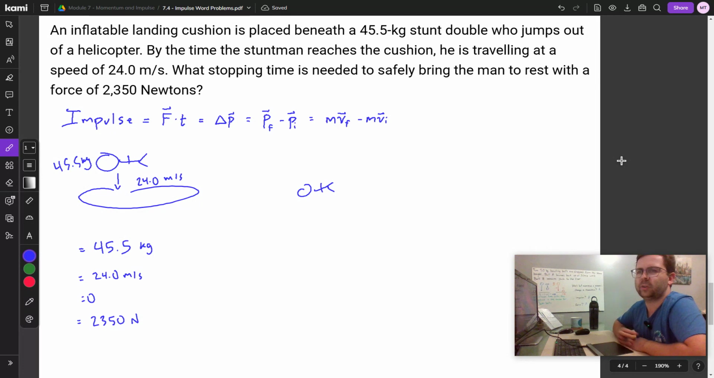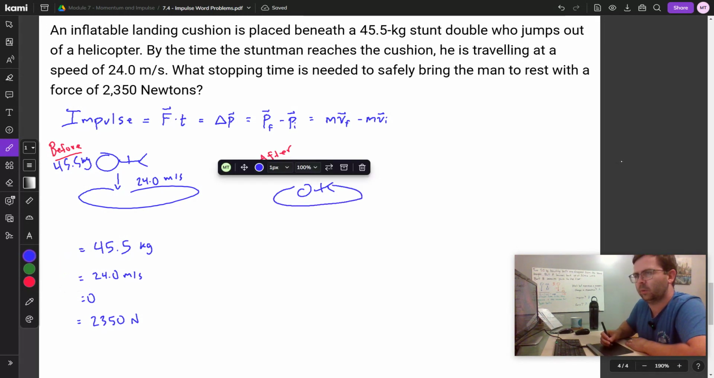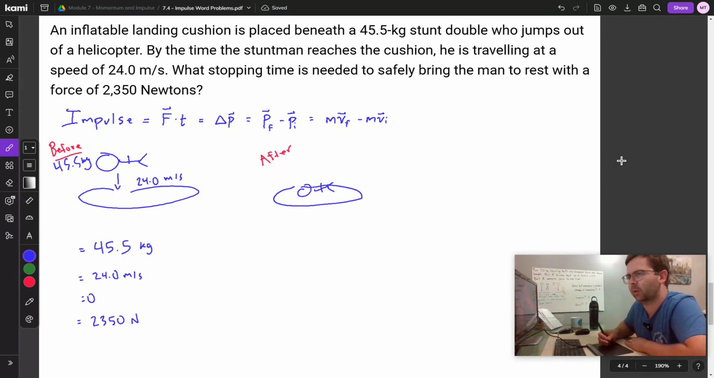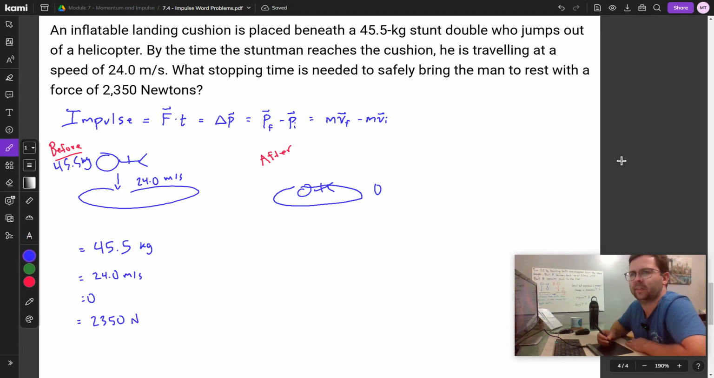So, we have a situation here. This is the before picture, and then the after picture. I haven't quite finished that one yet. And I'm also labeling my pictures a little bit too, just to show what speed they were going at and the mass and everything.